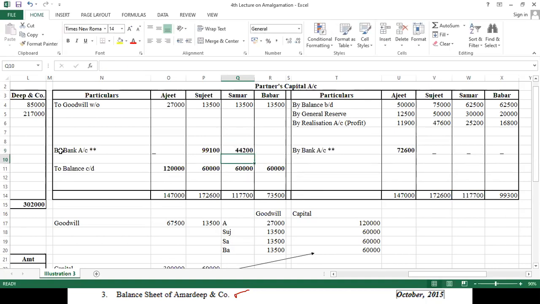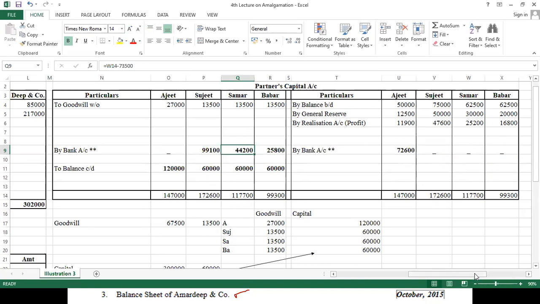So here we got 42,200. And for Babar, the total is 99,300 of the credit side minus total of debit side, which is 73,500. So it comes to 25,800. तो ये भी हमको देखना है अभी. So this is the amount which is to be adjusted.